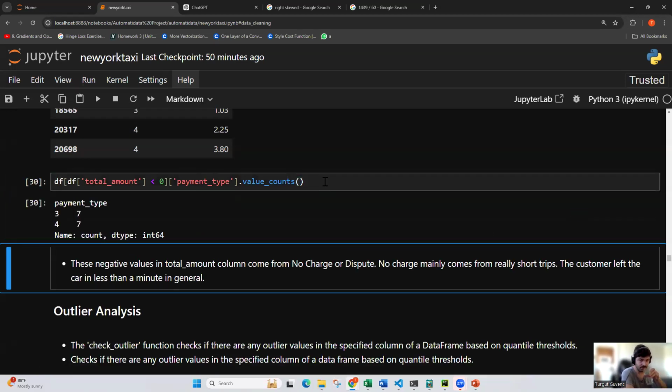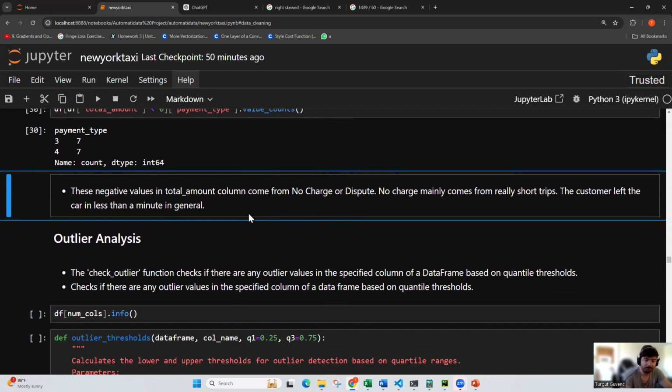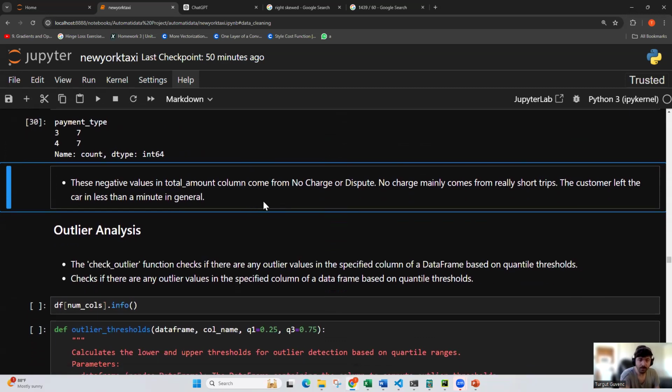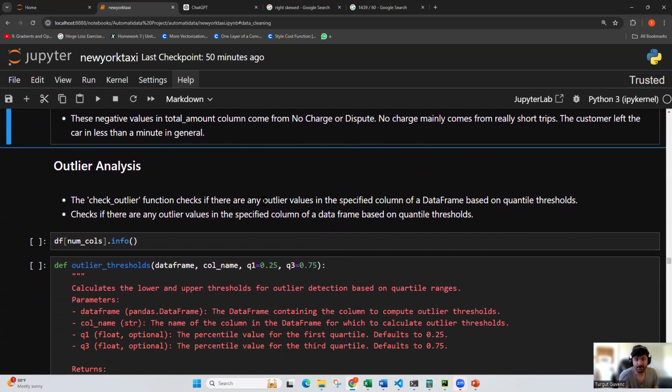Okay, so as we can see, we are at half and half. This is interesting. There are 7 disputed rights, and there are 7 no payment rights. So we examine those values.